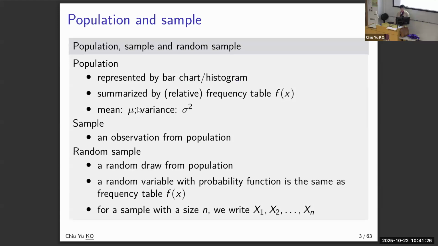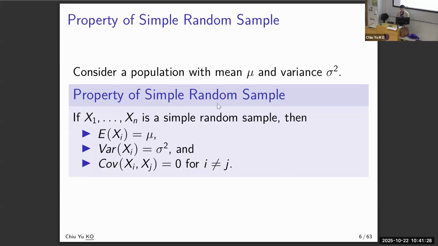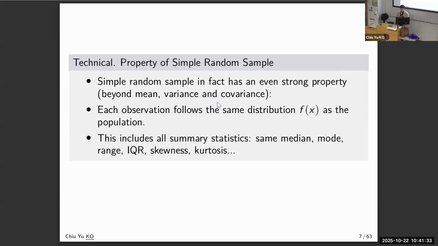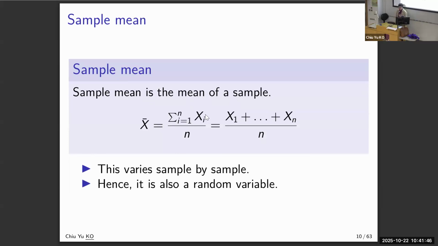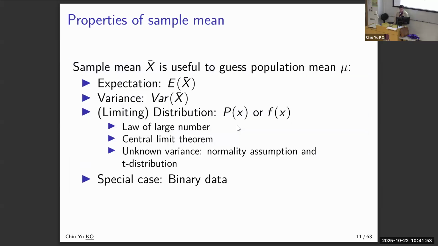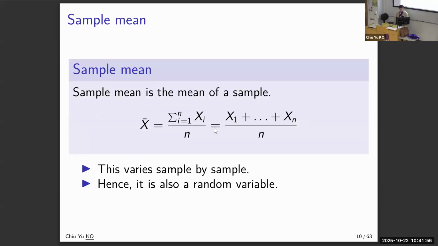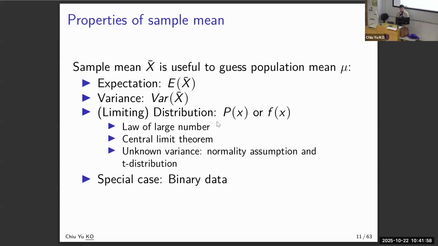So we know the population and the sample, and everything from the sample is a random variable. A statistic is a way of combining what you get from the simple random sample. Examples are the sample mean and sample variance. The sample mean is adding all the observations over n, and that is also a random variable. When it's a random variable, it means we can describe it.